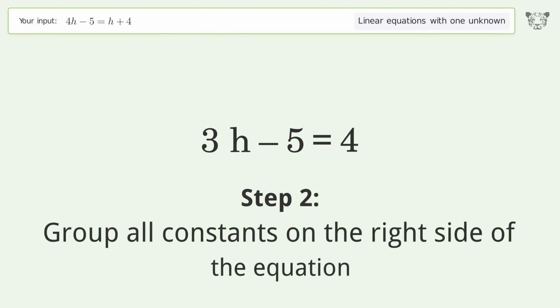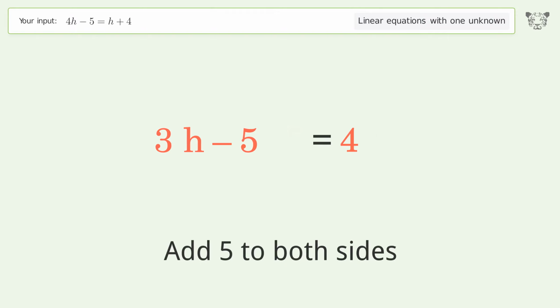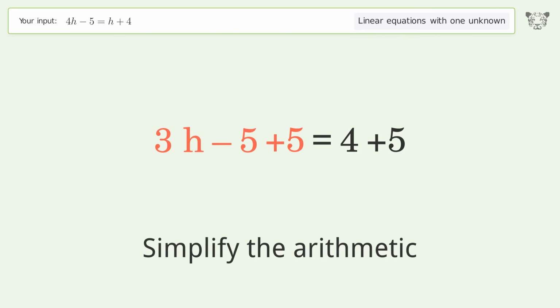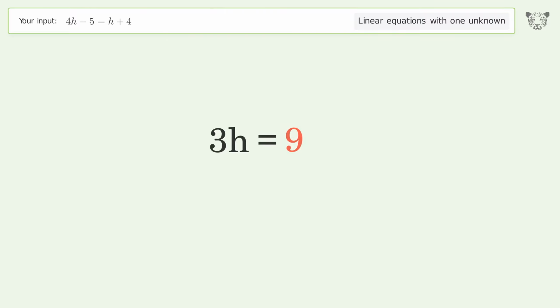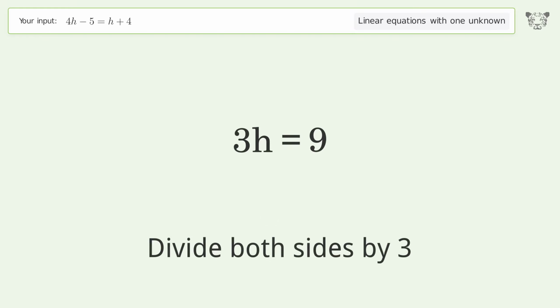Group all constants on the right side of the equation. Add 5 to both sides. Simplify the arithmetic. Isolate the h. Divide both sides by 3.